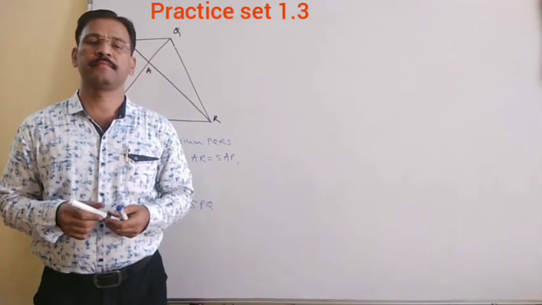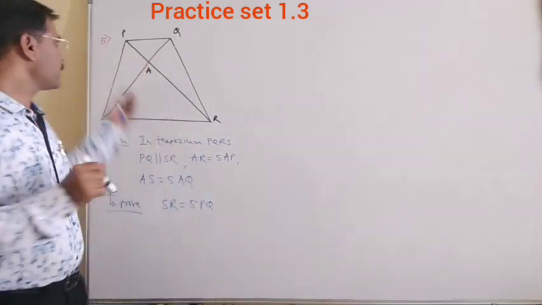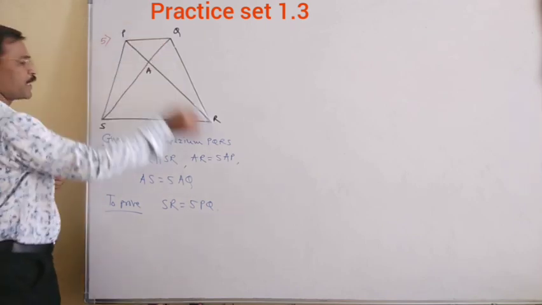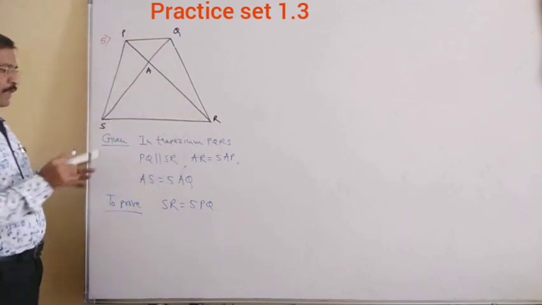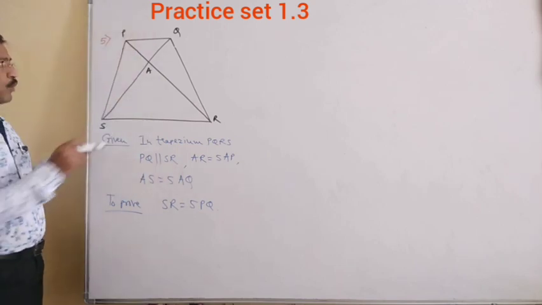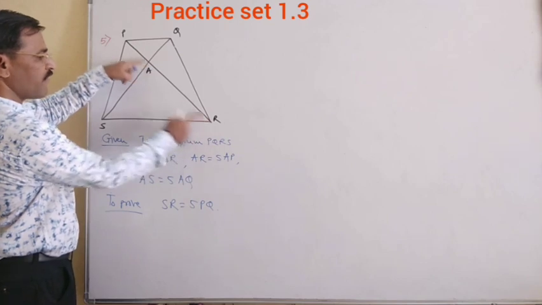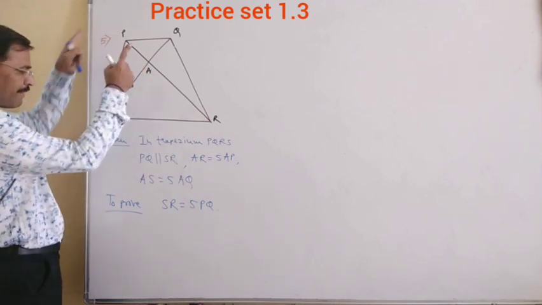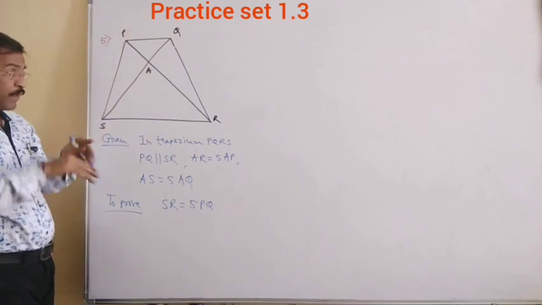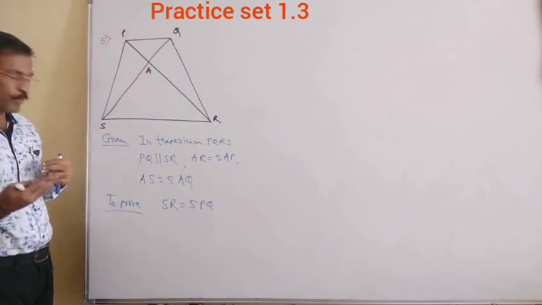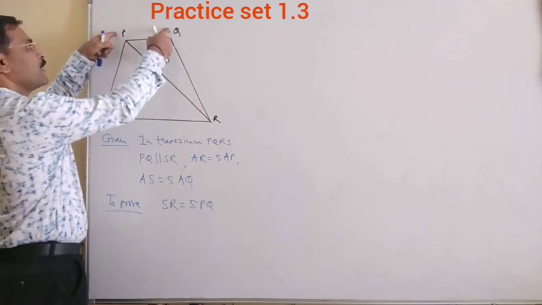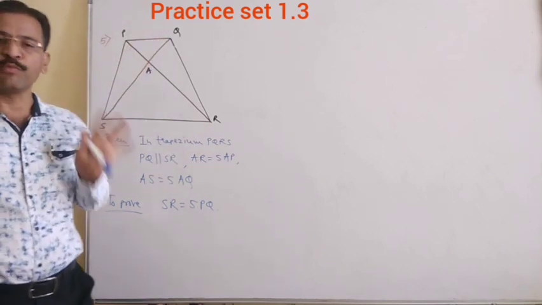Okay? See here, this is the fifth sum from practice. Look here. In this figure, PQRS is a trapezium, and PQ and SR are both parallel. Now AR is 5 times AP, and at the same time AS is 5 times AQ. From all this information, we are going to prove that SR is also 5 times PQ.